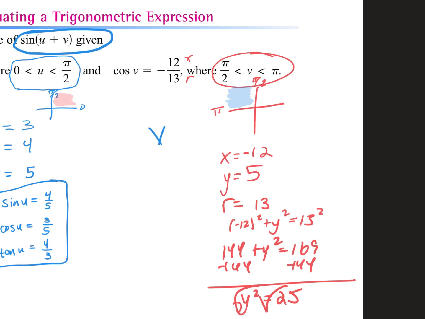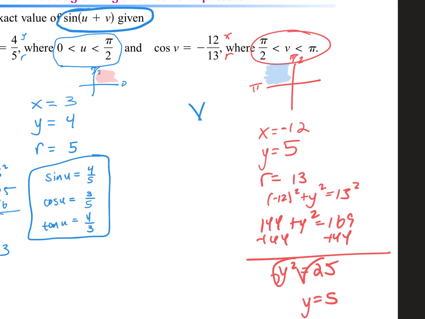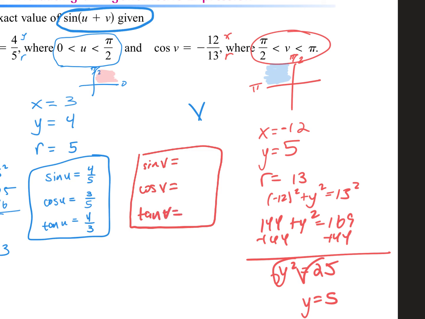So now I'm going to go ahead and help myself out, and I'm going to write down the sine, cosine, and tangent for V. So I have the sine of V, the cosine of V, and the tangent of V. What is sine? What over what? Y over R, so it's 5 over 13. Cosine is negative 12 over 13, right? And tangent is Y over X, so 5 over negative 12.